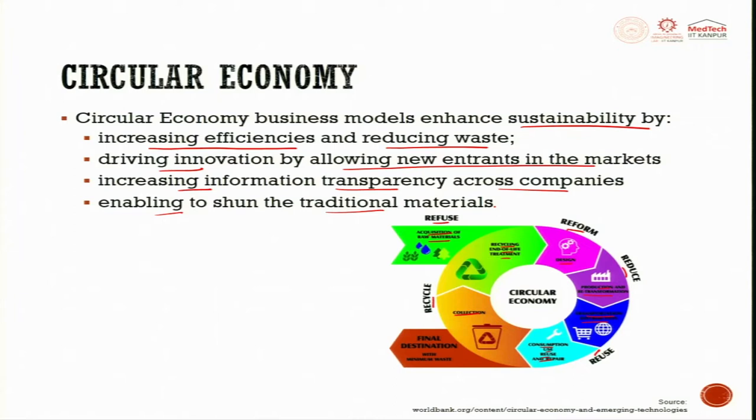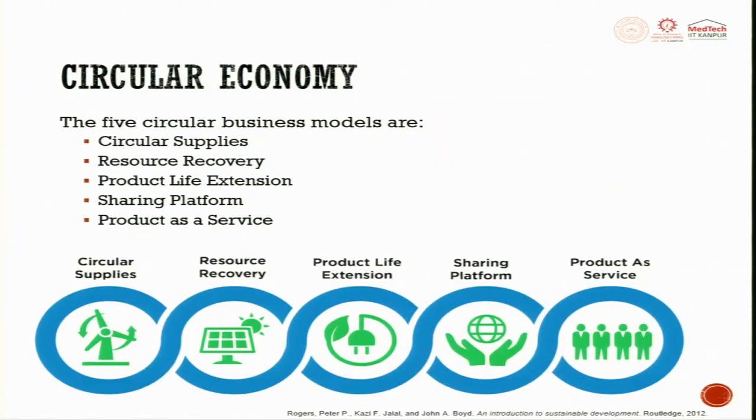The five business models that are part of the circular economy are: number one, circular supplies; number two, resource recovery; product lifecycle extension; sharing platforms; and product as a service. In circular supplies, these supplies, as far as possible, are to be renewable. If not renewable, recyclable input, and no single-use inputs are allowed. I will put it here, no single-use. It is suggested in a circular economy.